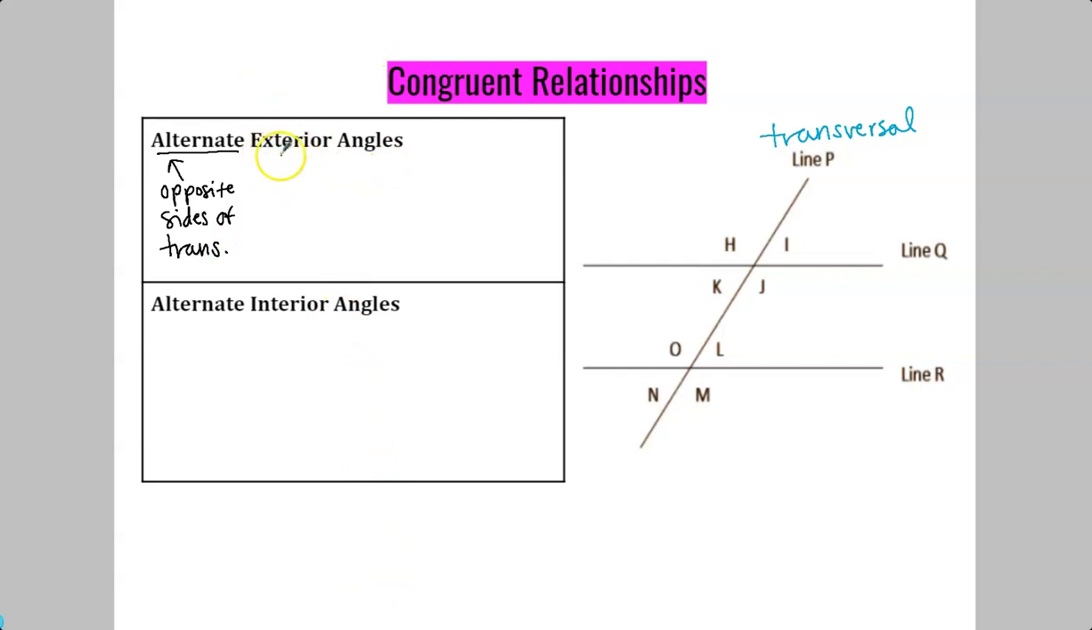We then have the word exterior, and we talked about that a little bit earlier. Exterior would mean on the outside of the parallel lines.